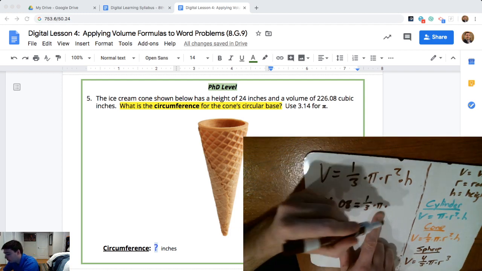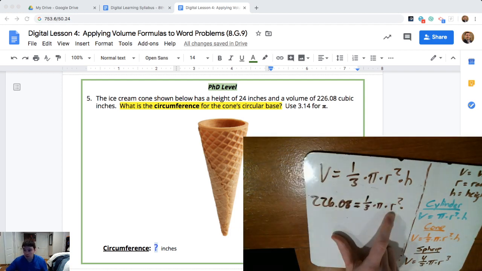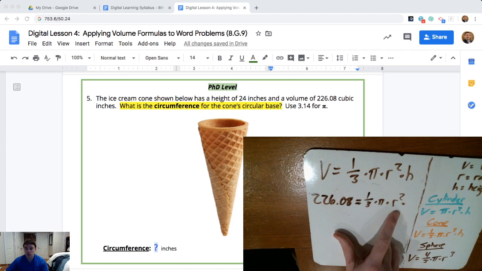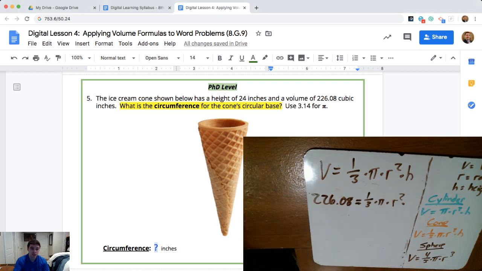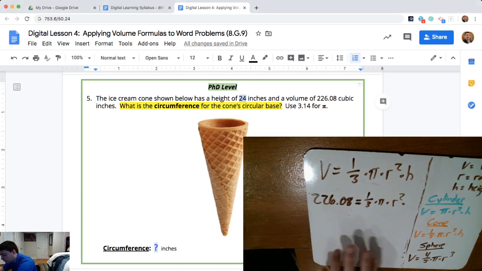We don't know the radius yet. If we did know the radius, we'd be able to find circumference, the main goal for this problem. But we do know that the height, based on the word problem, they tell us the height is 24 inches. That's a key piece I needed to pick up in the word problem.